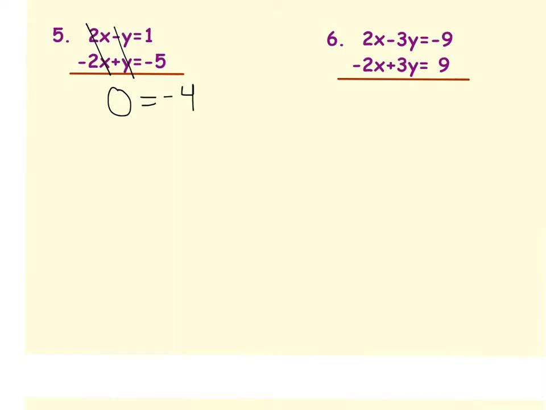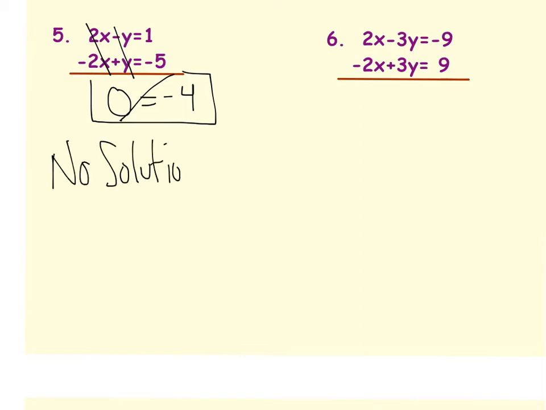And it comes to this. Remember we talked about this with substitution. This right here is an untrue statement. What does that mean? That's right, no solution. Both my variables dropped out and I got an untrue statement. So that means that there is no solution.